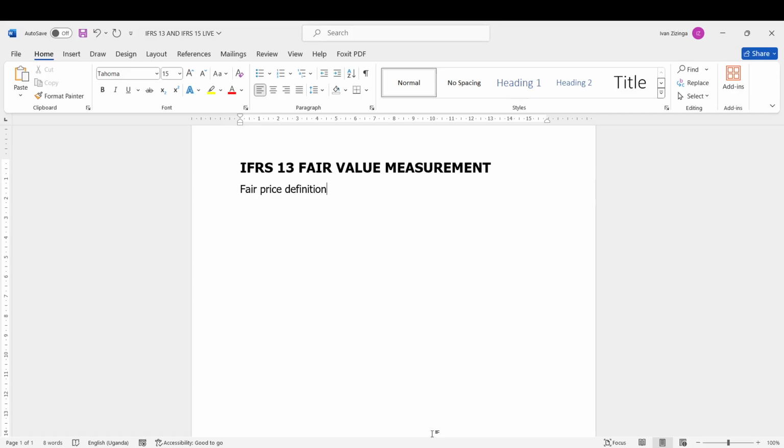Okay. So at least you remember the definition. That is important. You also remember the fact that we have different levels: level 1, level 2, and level 3. That is also very important.